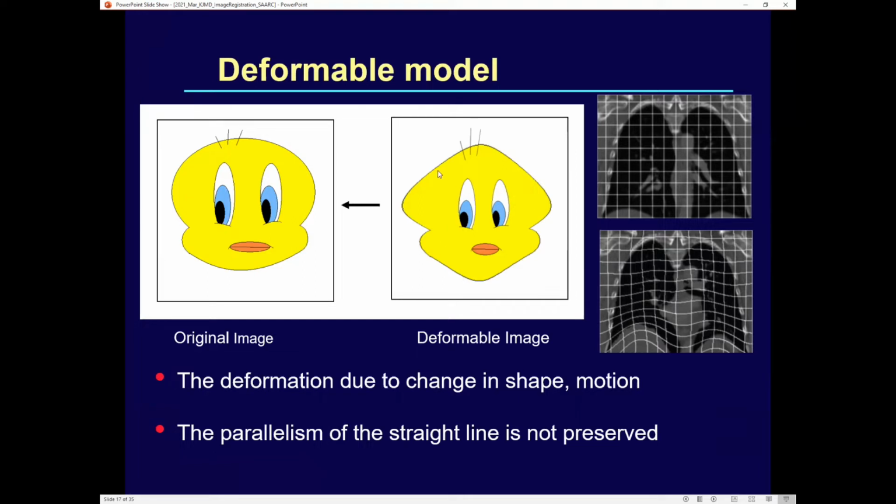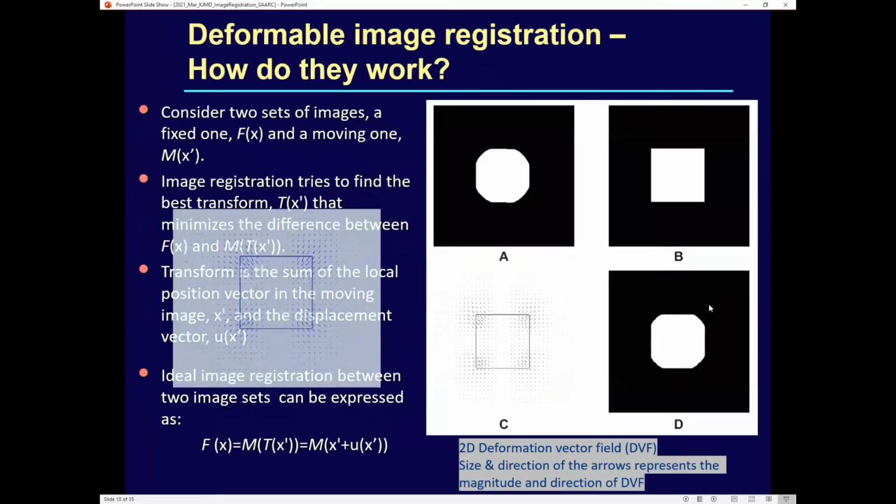Look, this image and this image are in a different shape. Plus, it could have motions like breathing motions, etc. So when we try to register these two images, remember the parallelism of the straight lines is not preserved. This is an important point which is different in deformable registration, as in the case of rigid registration, the parallelism of the lines is maintained.